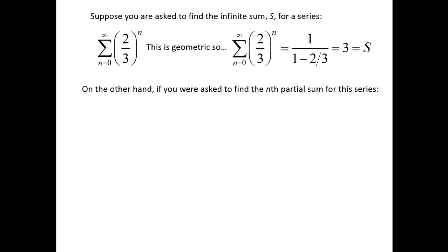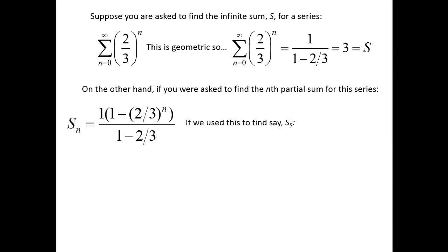On the other hand, what if you were asked to find the nth partial sum for this series? Remember, with geometric, we actually had a formula for the nth partial sum of a geometric series. Remember, that was S of n equals a times 1 minus r to the n over 1 minus r. And let's suppose we were asked to find the fifth partial sum. Say we were asked to find S sub 5. So we could use this formula, plug in 5 for n, and again, this is only because it's geometric that I have this special formula. But if we plugged in 5 for n, get your calculator out and verify that you get 2.6049.